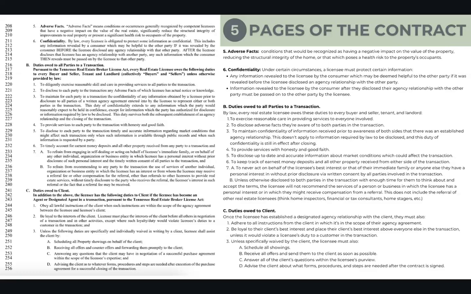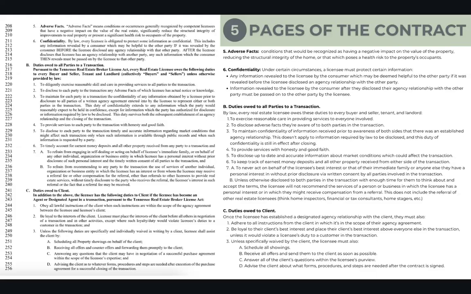B, duties owed to all parties to a transaction. By law, every real estate licensee owes these duties to every buyer, seller, tenant, and landlord. Number 1, to exercise reasonable care in providing services to everybody involved. Number 2, to disclose adverse facts they're aware of to both parties in the transaction.